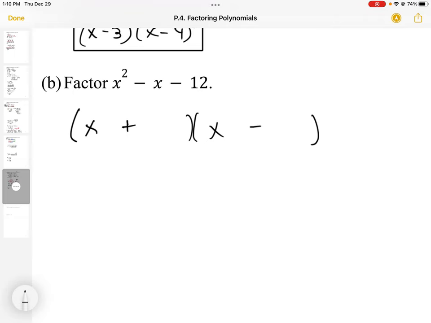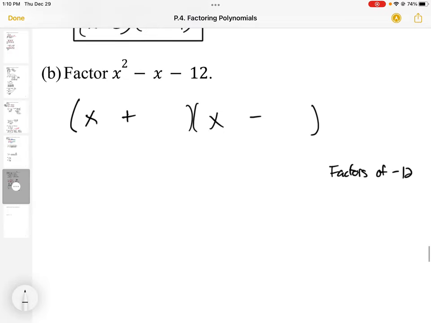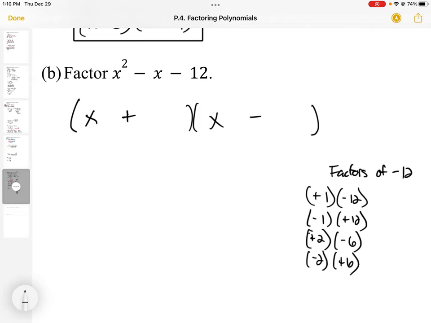And again, we're looking at factors of negative 12. So let's write these here again. Factors of negative 12. So we could be looking at positive 1 times negative 12. We could be looking at negative 1 times positive 12. We could be looking at positive 2 times negative 6, negative 2 times positive 6, positive 3 times negative 4, and negative 3 times positive 4. So it looks like we have a lot of options here.